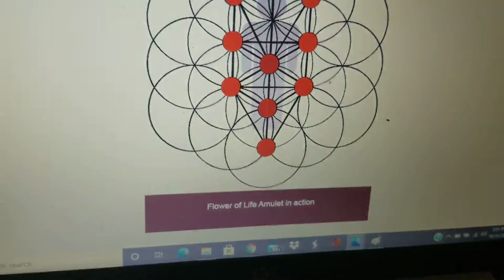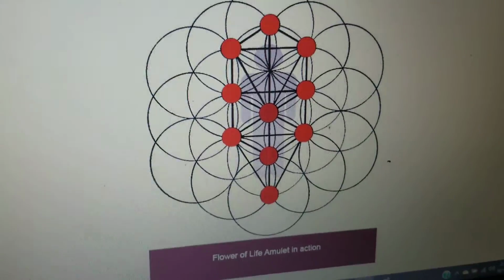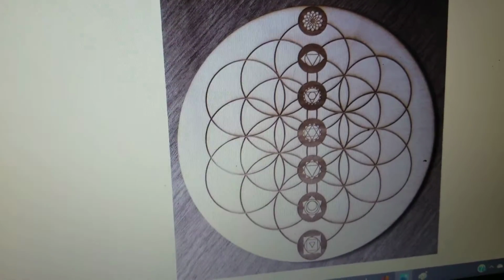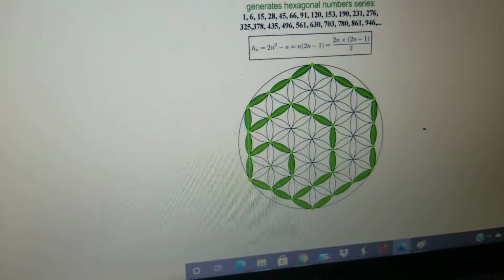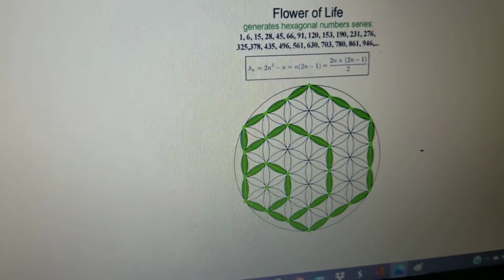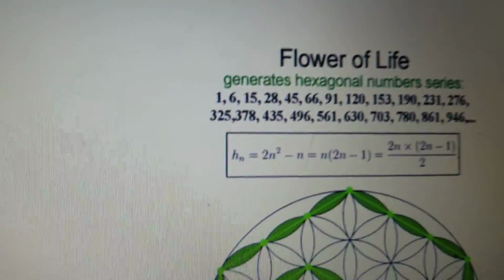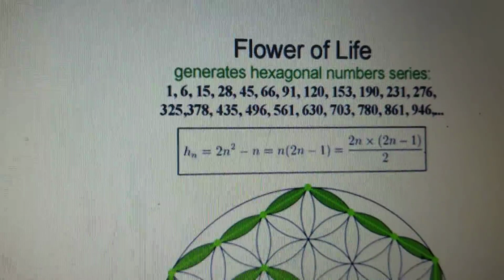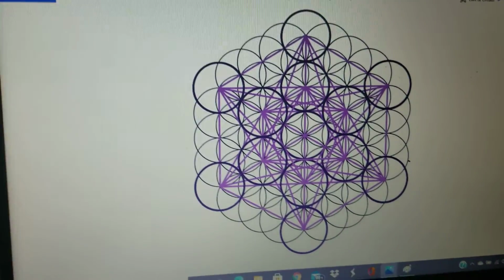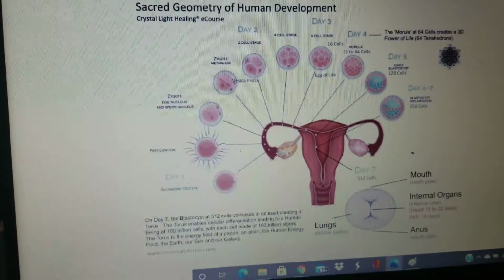Let's see. Also, the tree of Kabbalah aligns with the flower of life. All of the chakras align with the flower of life. Here's hexagonal numbers that are actually connected to the flower of life, which the hexagonal shapes are what creates the cube. And then here's the actual formula for that. Here's another picture of Metatron's cube. And then I believe that's the tree of Kabbalah.